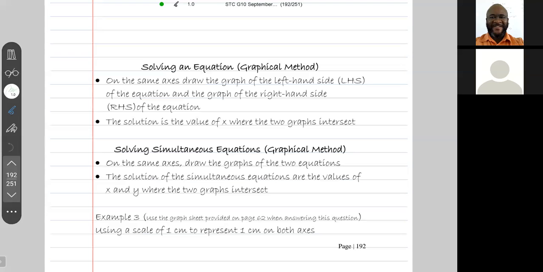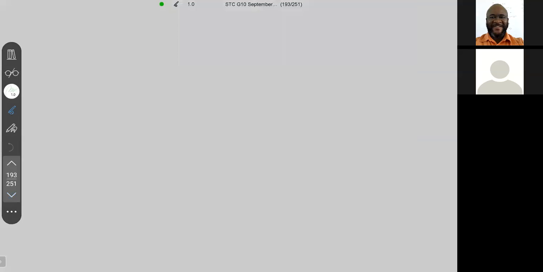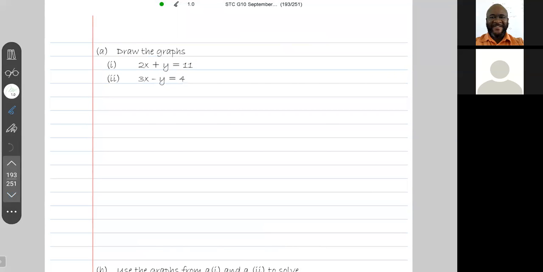Example 3 says, using the graph sheet provided on page 62, I'm sure it's not 62, but you will find it. Using a scale of 1 centimeter to represent 1 unit on both axes, we're asked to draw these two graphs. All right, so let's go and prepare the graph sheets.